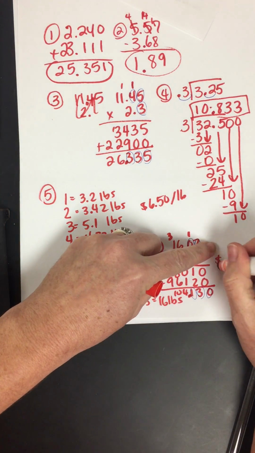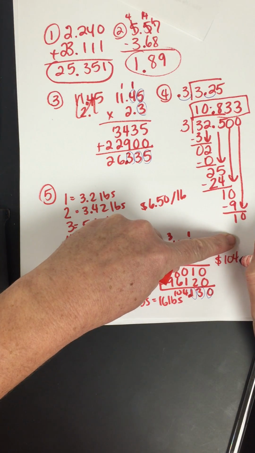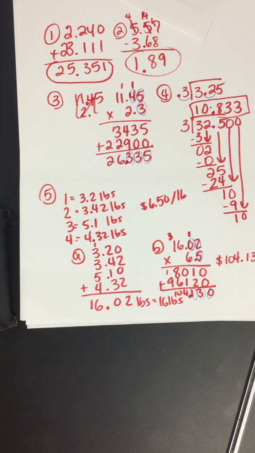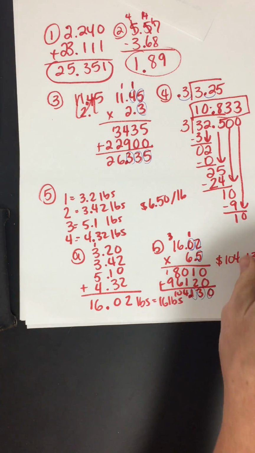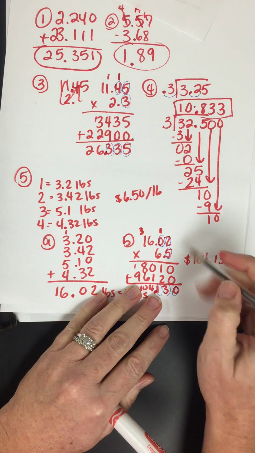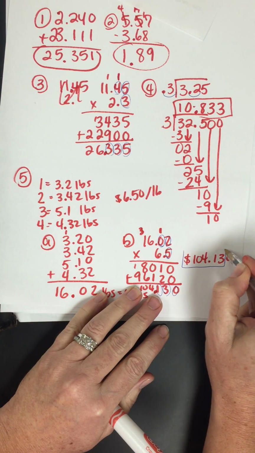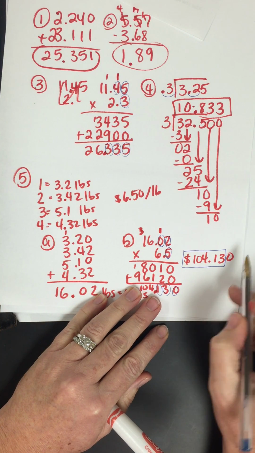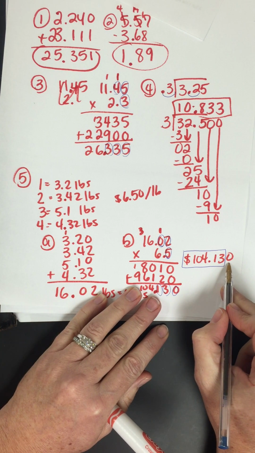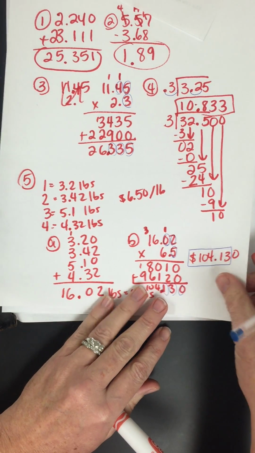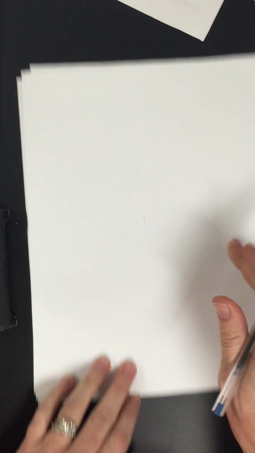And this gives me an answer of $104.130. Well, we don't write money with 3 numbers to the right of the decimal. We only write it with 2 numbers to the right of the decimal. So my answer would be $104.13. If this happened to be a 5, 6, 7, 8, or 9, I would have rounded this up to 14 cents.